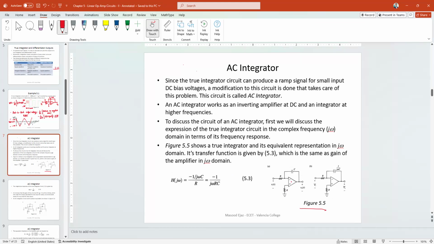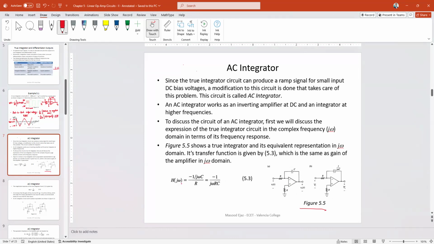And at other frequencies, the operating frequencies, the AC integrator works as a true integrator, and at other frequencies, which are low frequency or at DC, it works as a simple inverting amplifier.